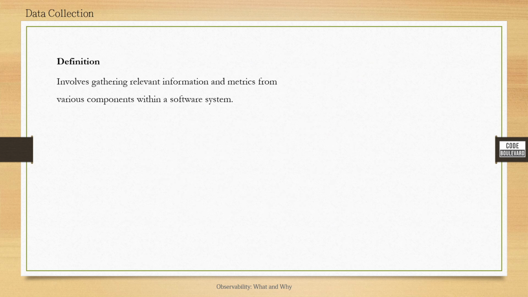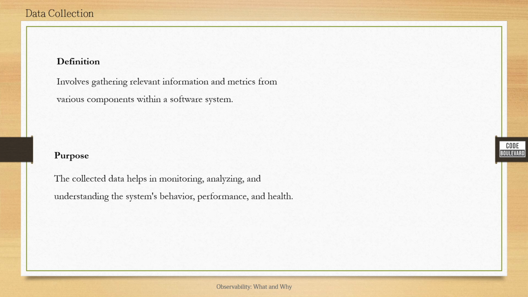Now let's see how data collection works. The definition of data collection involves gathering relevant information and metrics from various components within a software system. The purpose of data collection is to help with monitoring, or in case we need to analyze the status and behavior of the system and see if it's working properly or not.